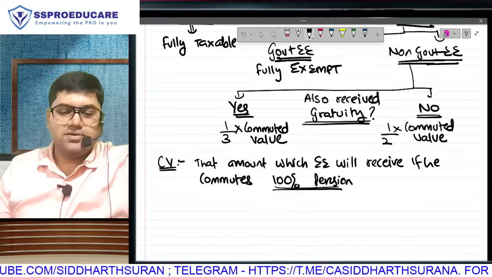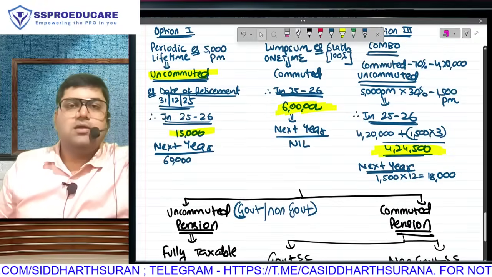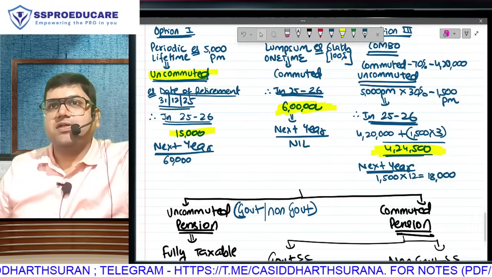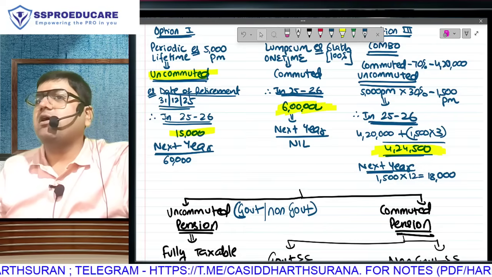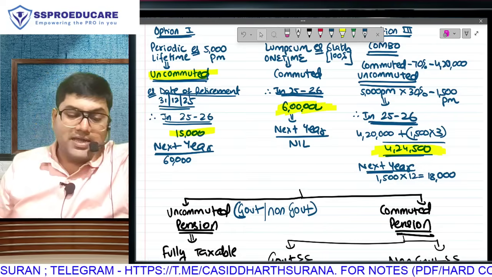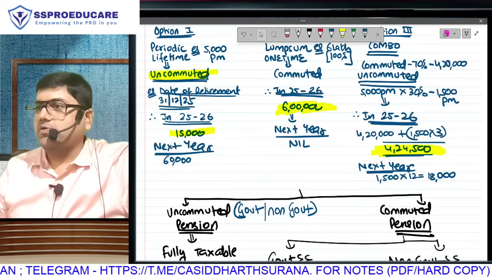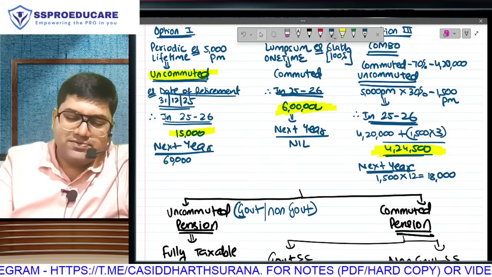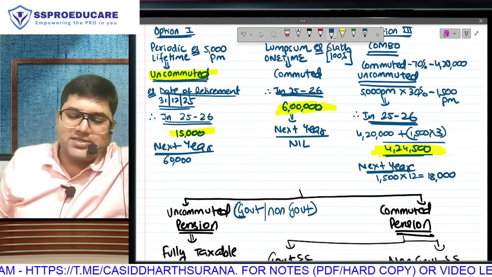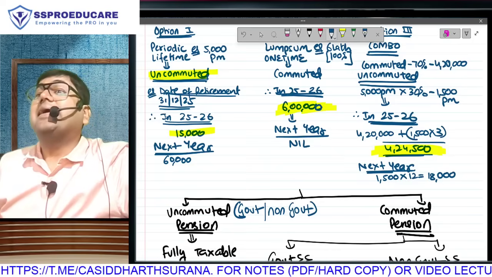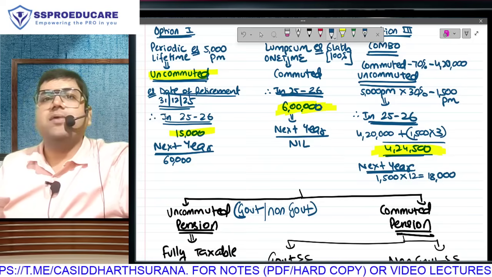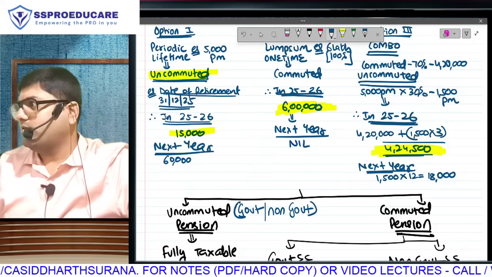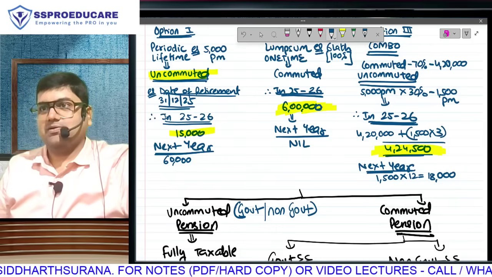Come to the example. In the example, in option 1, we have received how much? 15,000. Tax treatment, government or non-government, fully taxable. Next year again we will receive 60,000, fully taxable. Easiest of all. Come to option 2. 6 lakh rupees received. For a government employee, this 6 lakh is going to be fully exempt, and for non-government we will take exemption of half or 1/3. Question will tell us gratuity received or not. Of what amount? 6 lakh.